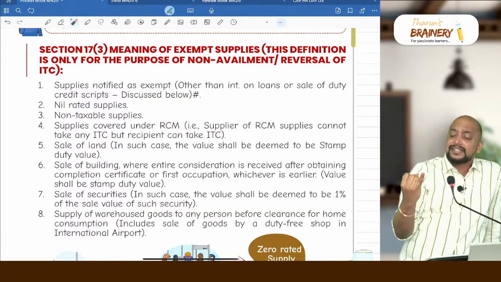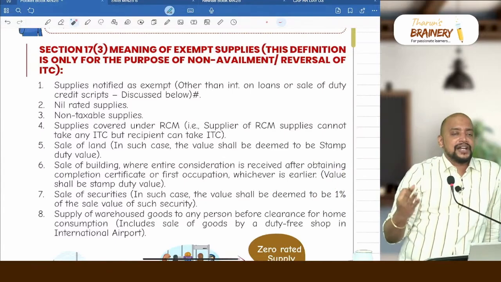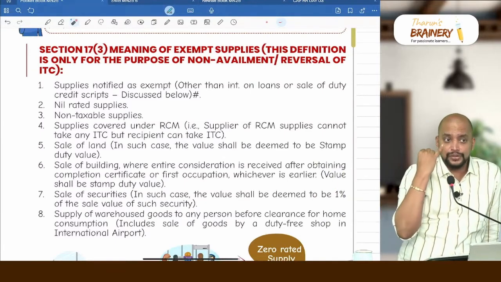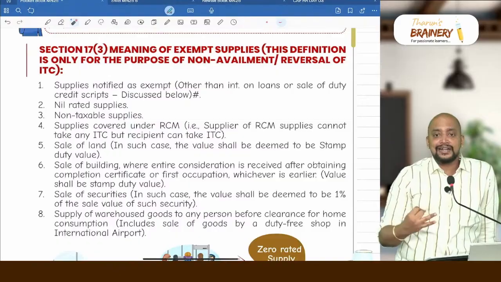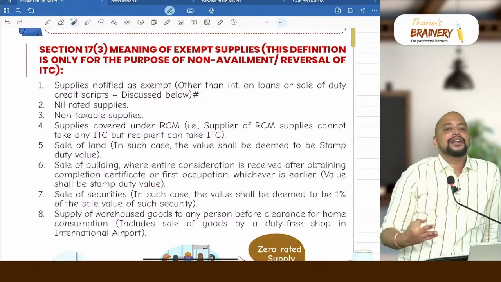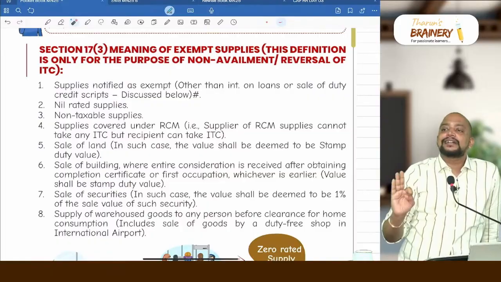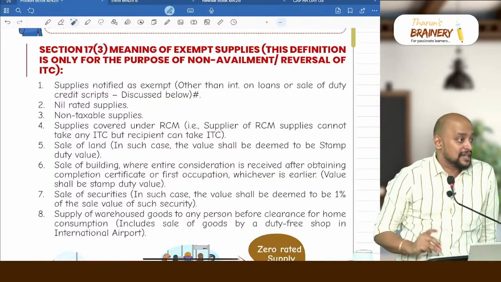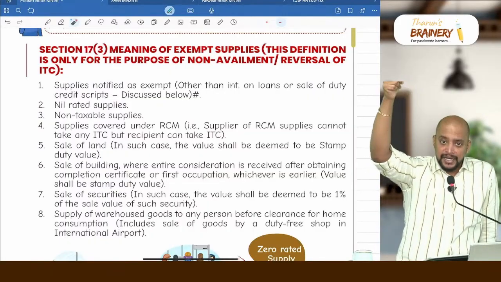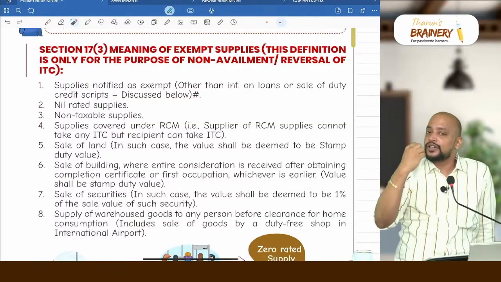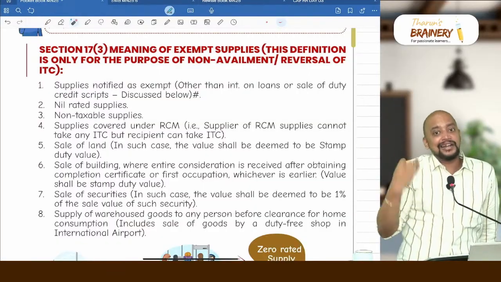Notified as exempted, nil rated, non-taxable. Government from time to time will be giving certain notifications for exemption, that is notified as exempted. Nil rated means the rate of GST is nil. Non-taxable, that is alcoholic liquor for human consumption and petroleum products. These three are treated as exempted for payment of GST. But for ITC purpose, we have the same three: notified as exempted, nil rated, non-taxable.